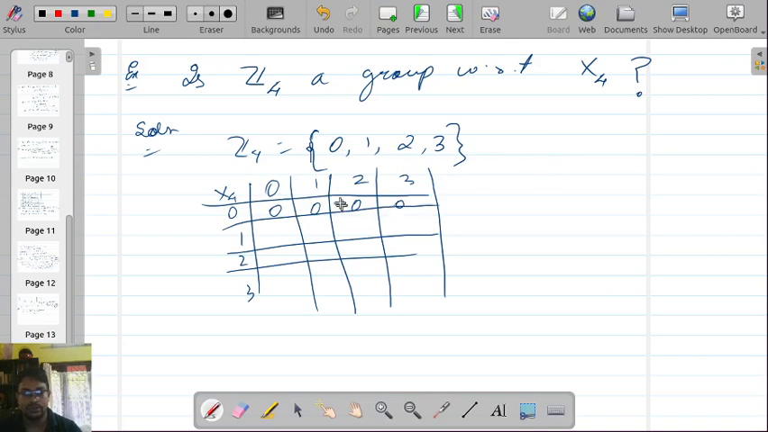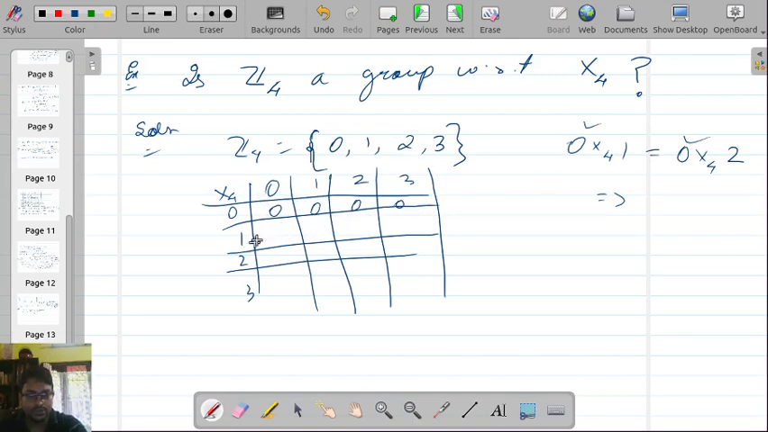0 into 0 is also 0, 0 into 1 is also 0. I had told you that in each row the numbers shouldn't repeat, right? If it is a group, say 0 into 1 is equal to 0 into 2, then this actually implies that 1 equals 2. That is the left cancellation rule. But here 1 and 2 are unequal, so this is not a group actually, right?